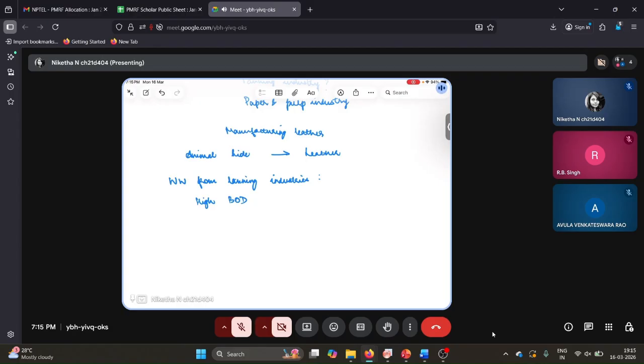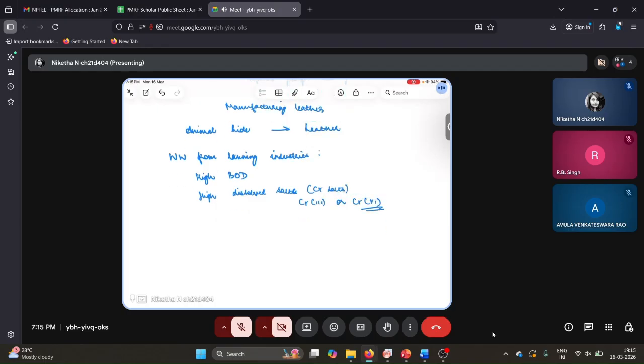The tanning industry wastewater has high BOD, and it also has a high amount of dissolved salts. The dissolved salts are mainly chromium salts, like trivalent chromium or hexavalent chromium. Of these, hexavalent chromium is known to be more toxic. That is why the wastewater coming from tanning industries needs to be treated properly. All the chromium needs to be removed, because otherwise it can be dangerous for everyone.